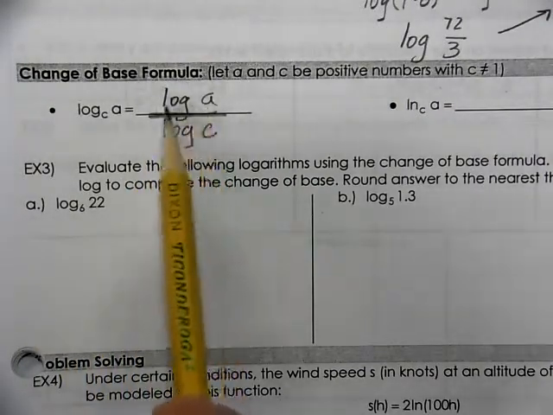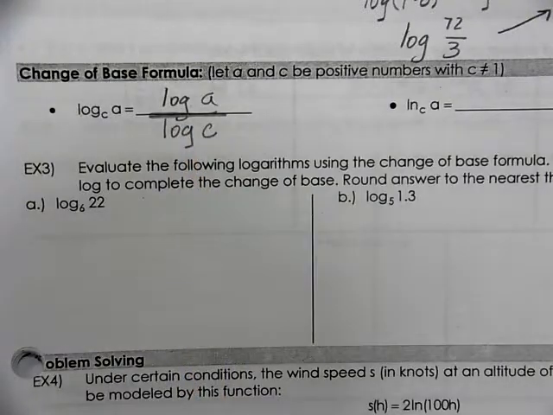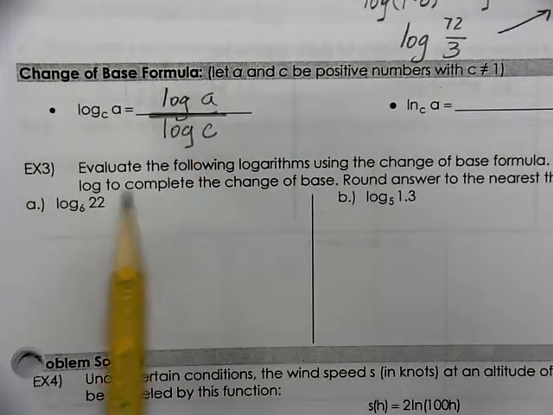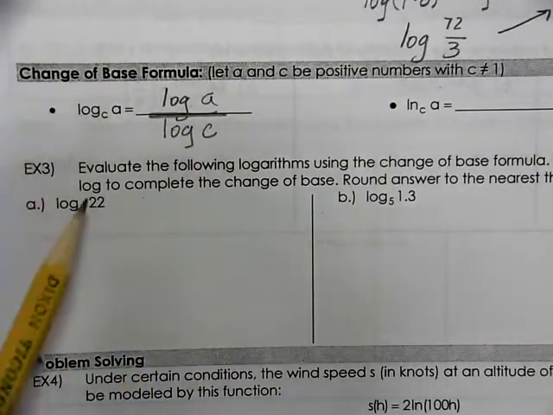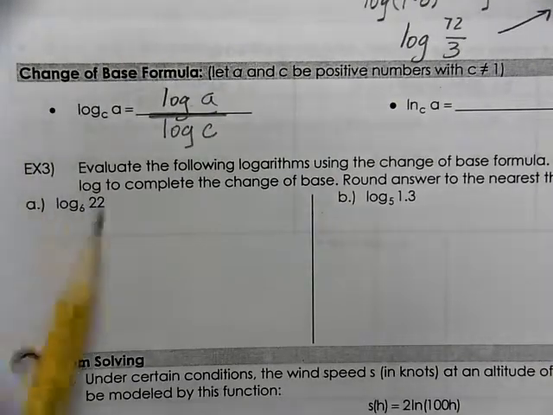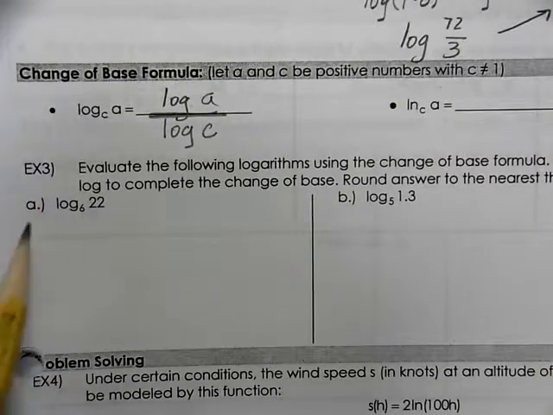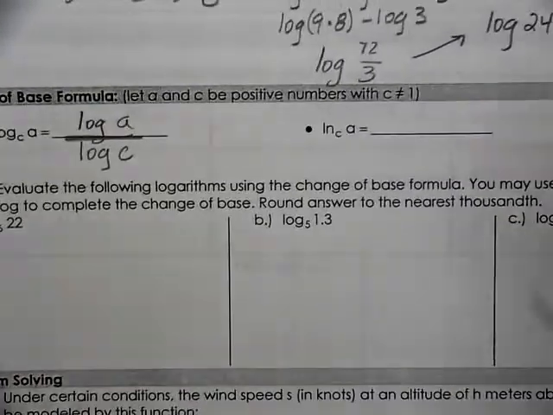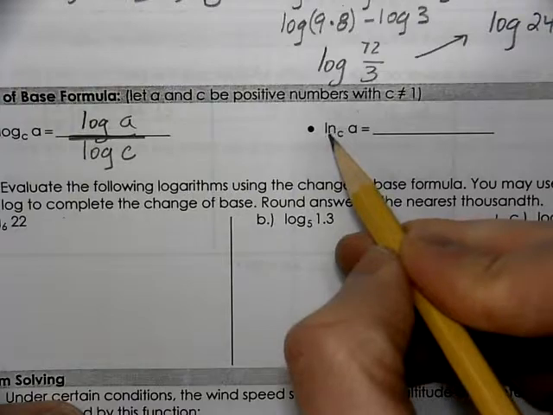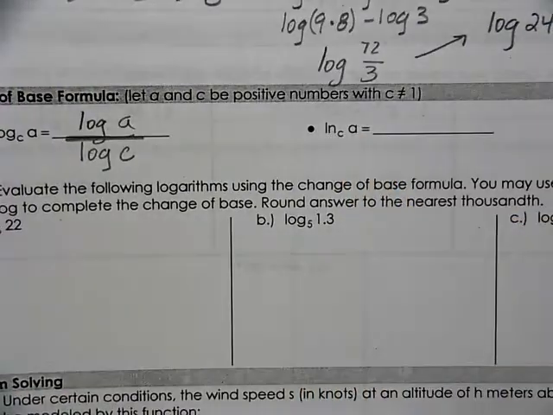Notice how there's a log on top and a log on bottom. When we did our work with expanding and condensing, we did not write a log for the numerator and the denominator, but with the change of base formula you do. So what would this one look like?